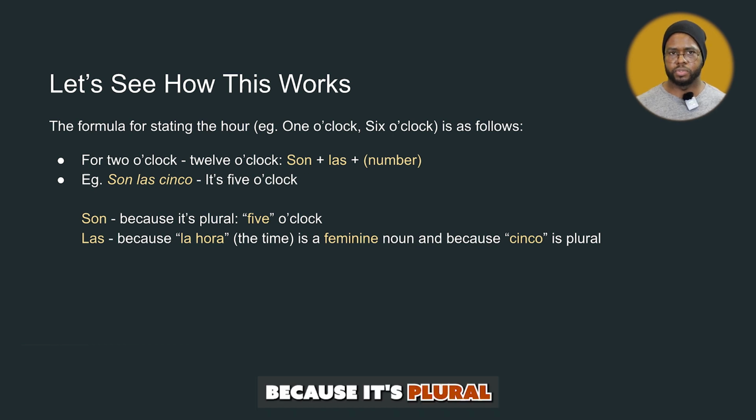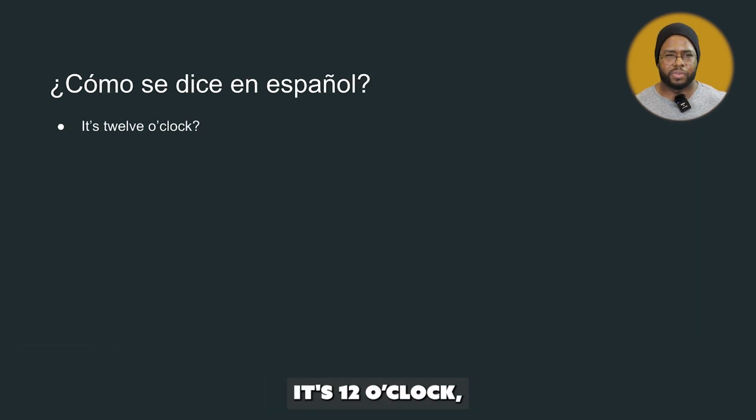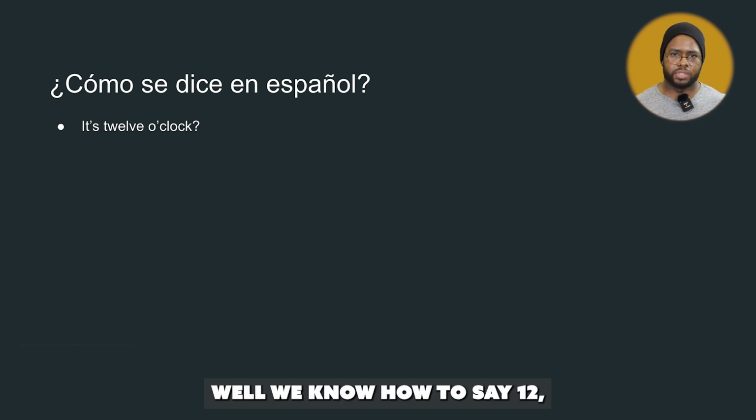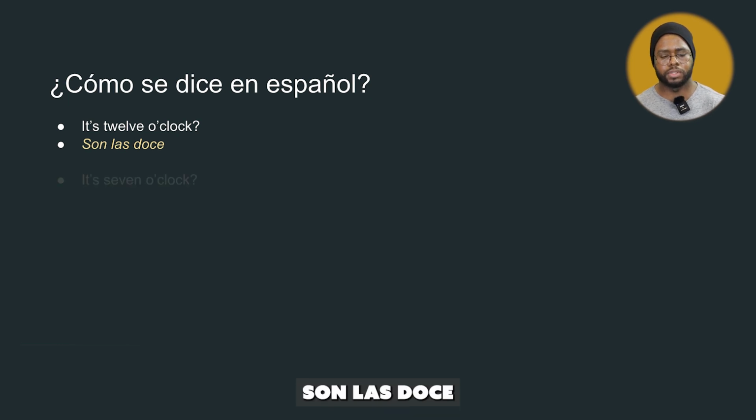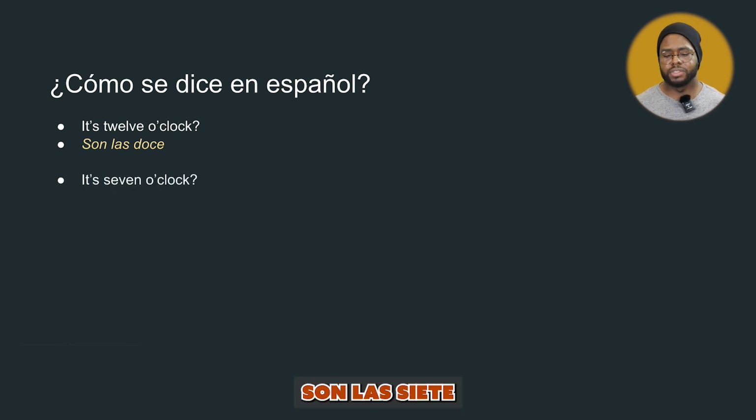Again, son because it's plural, more than 1 hour, and las again because it's plural and feminine because la hora is feminine. So if I want to say it's 12 o'clock, how would I say it's 12 o'clock? We know how to say 12, which is doce, so it will be son las 12. Son las 12. If I want to say 7 o'clock, son las 7.